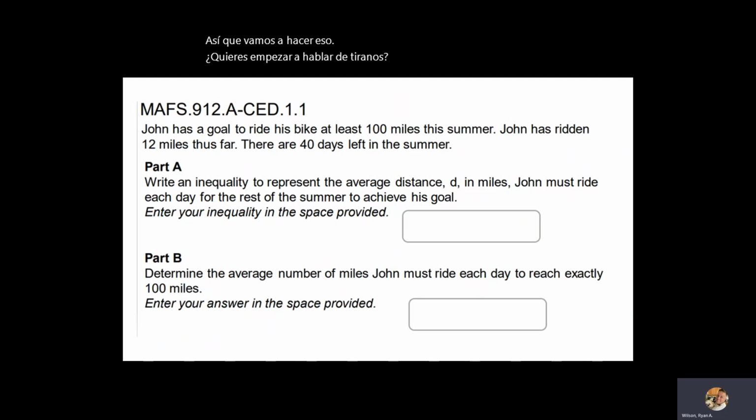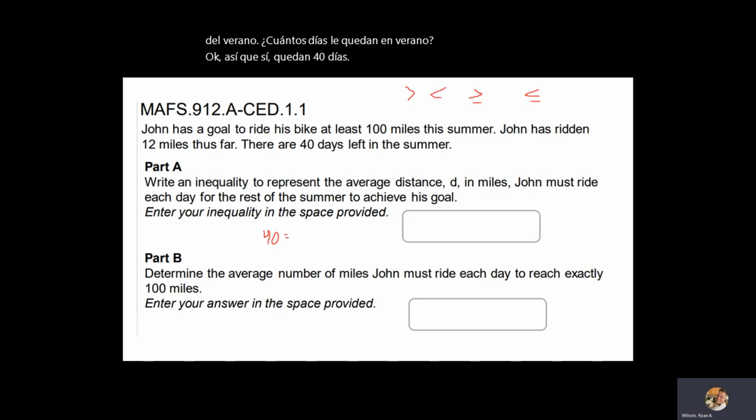Let's do this problem. John has a goal to ride his bike at least 100 miles this summer. John has ridden 12 miles thus far. There are 40 days left in the summer. Okay? You have to write an inequality. Inequalities get a little bit tricky because you have to remember what the symbols are. All right? So, greater than, less than, greater than or equal to, less than or equal to. So let's write an inequality to represent the average distance in miles John must ride each day for the rest of the summer. So how many days does he have left in the summer? Okay, so he has 40 days left.